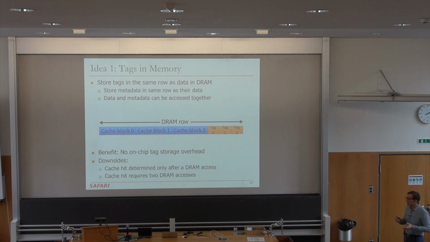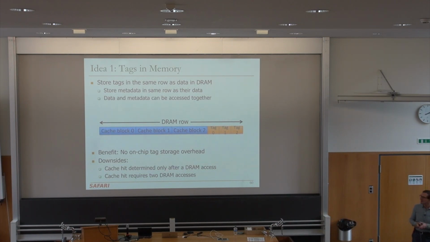Of course, there are other downsides aside from the storage overhead. Now your cache hit is determined only after a DRAM access. You need to access this row to get the tags and then do the tag match, which means that you need to do a DRAM access first to get a cache hit or miss signal. And a cache hit, as a result, requires 2 DRAM accesses. You first need to check this. First access, probably a row buffer miss or conflict. And the second one, hopefully a row buffer hit, assuming it's a cache hit. And you get 2 DRAM accesses. That doesn't sound good. So we'd like to improve it.